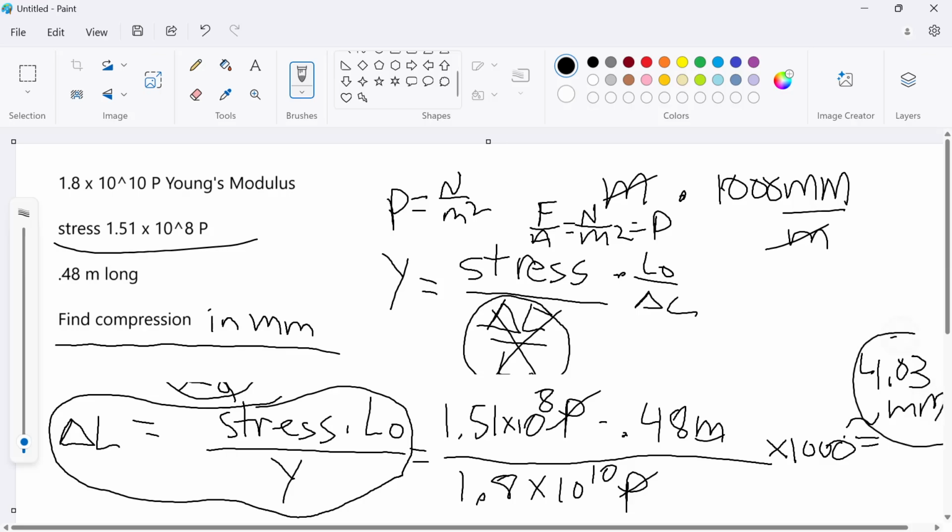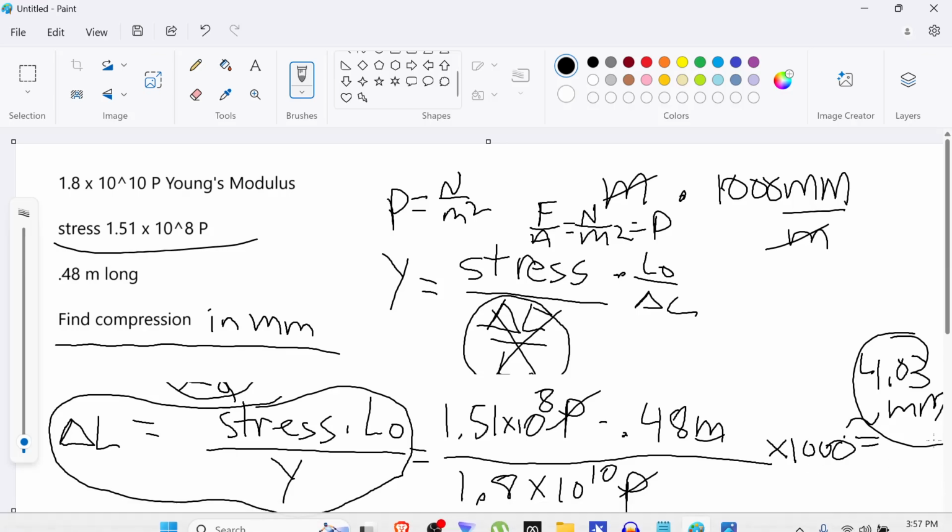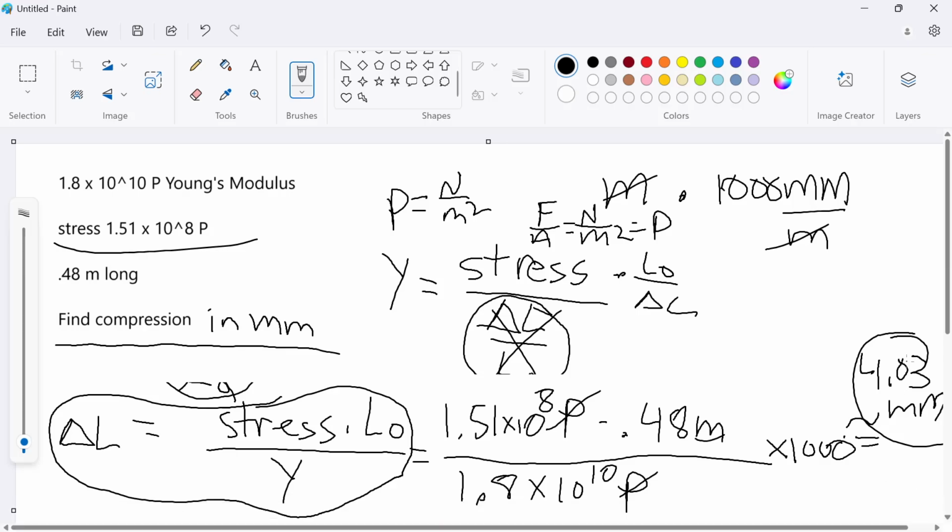Okay, so don't make the mistake that I did, that I made purposely, just to test you. I was testing you. Meters times 1,000 is millimeters. Meters times 100 is centimeters. It's not meters divided by 100 or divided by 1,000. Meters times 1,000 is millimeters. So the answer to this one is 4.03 millimeters.